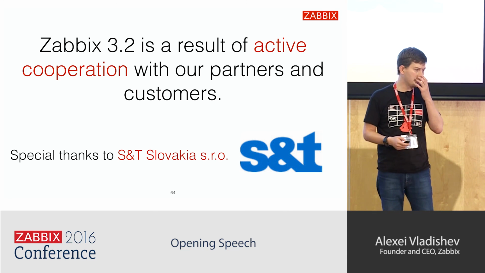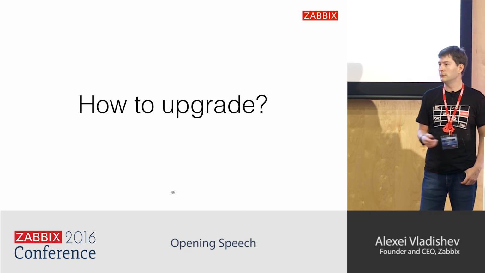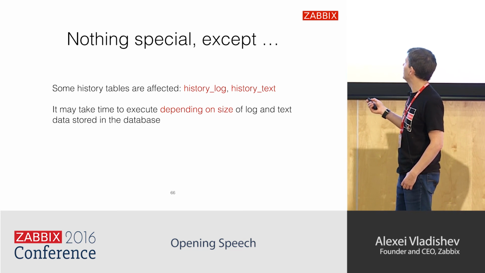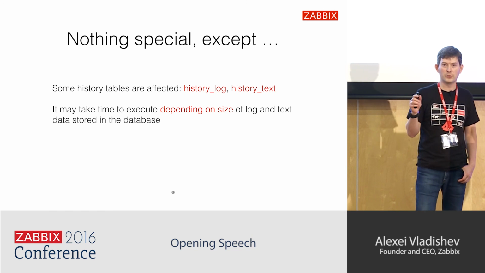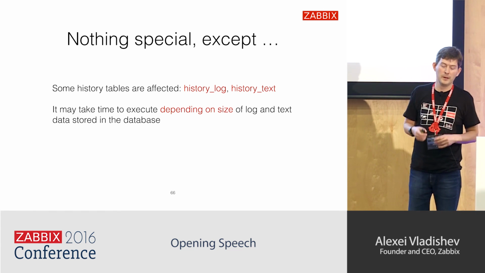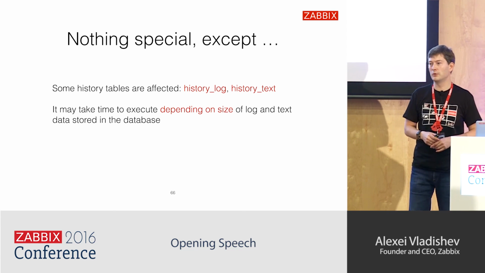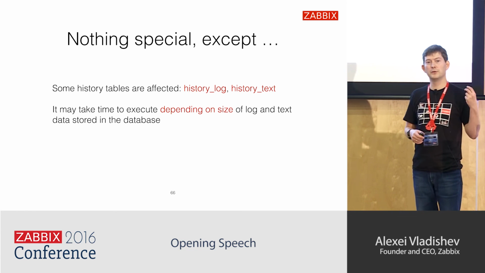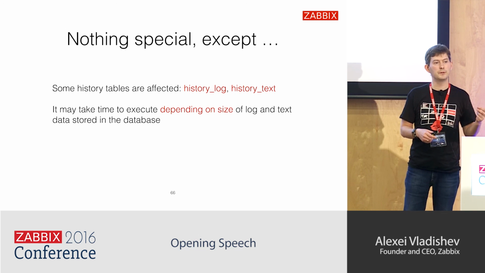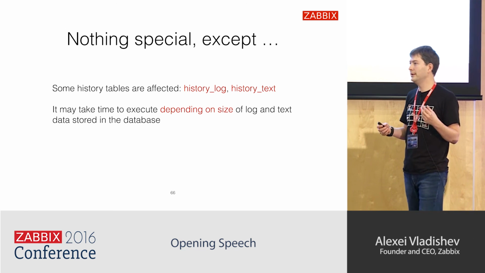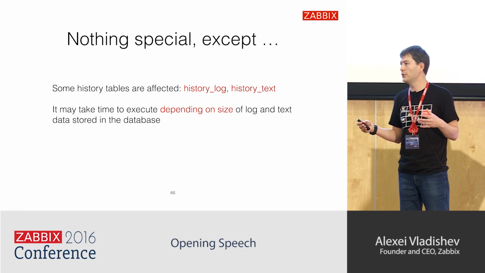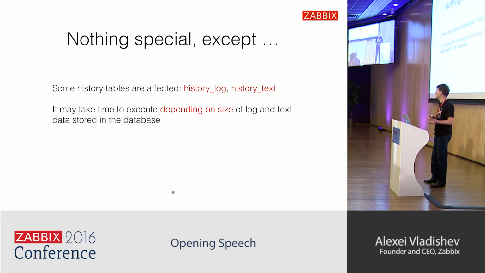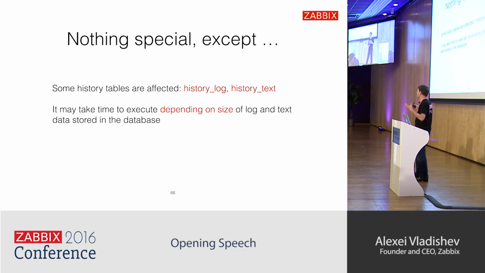Okay, so you may ask how to upgrade. As always, nothing special except one thing: we changed the structure a little bit. We made it more compact, actually. We dropped one field in two historical tables, history log and history text. It means that depending on the size of your historical tables, the upgrade process may take a while. It really depends on your hardware and how much history you have in the history log and history text tables. I would expect it may take from a few minutes to tens of minutes, depending on the size of the data.